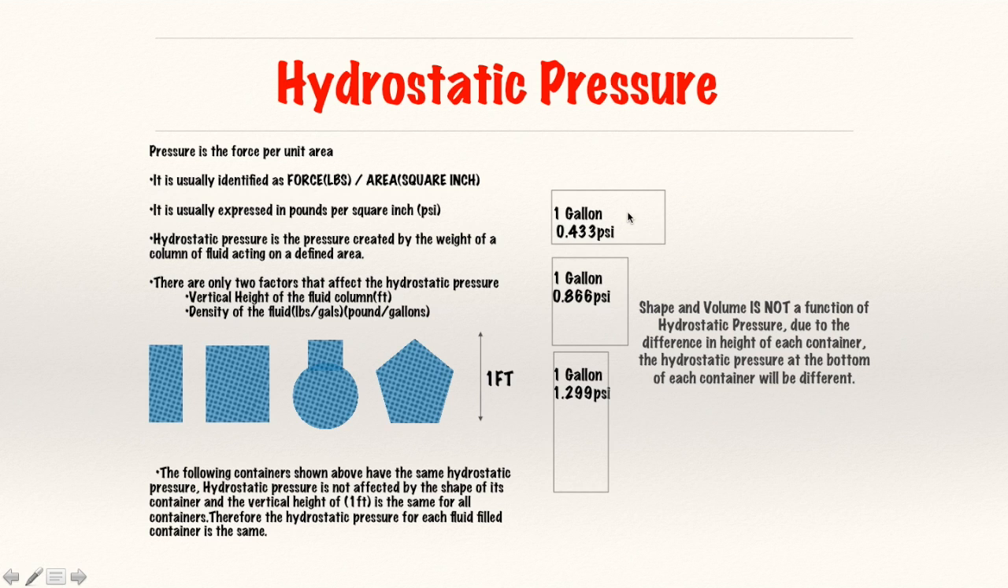Here, considering the pressure gradient of water, 0.433. Assuming this is 1 foot, this is 2 feet, and this is 3 feet. If I get my 0.433 psi per foot, and I multiply by 1 foot, I should obtain this. If I multiply by 2 feet, I should obtain this. And if I multiply by 3 feet, I should obtain this. And this is just saying the same point again. Shape and volume is not a function of hydrostatic pressure. Due to the difference in height of each of these containers, the hydrostatic pressure at the bottom of each container will be different. So the next slide, we'll get into more of the equations that help us solve with hydrostatic pressure.